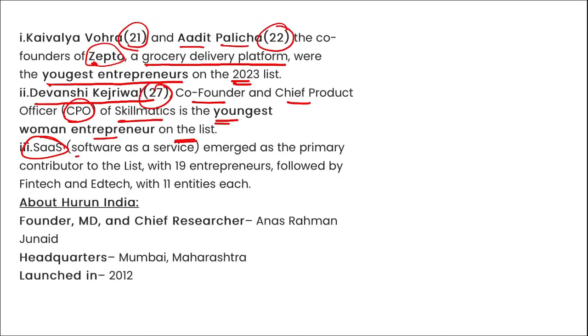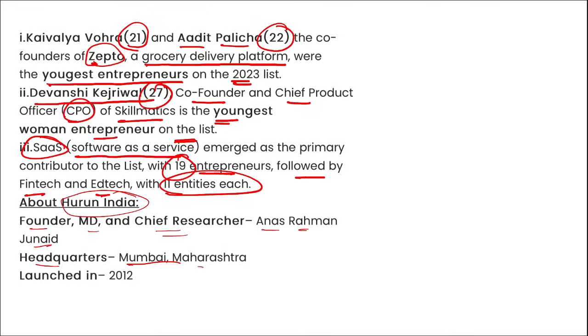Then SaaS, that is Software as a Service, has emerged as the primary contributor to the list with 19 entrepreneurs, followed by FinTech and EdTech with 11 entities each. If we talk about Hurun India, its founder, MD and Chief Researcher is Anas Rahman Junaid, and the headquarter of Hurun India is in Mumbai, Maharashtra. It was launched in 2012.